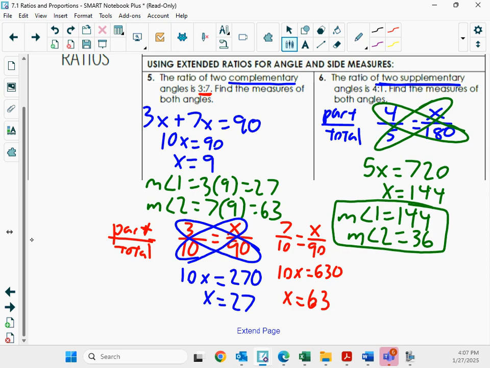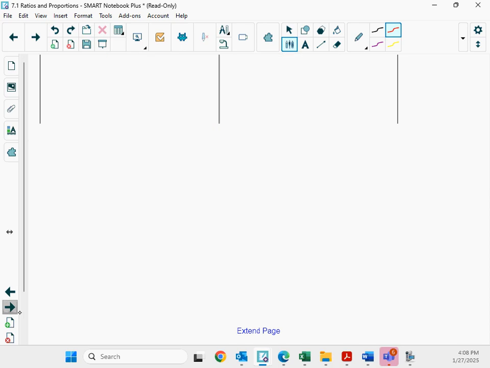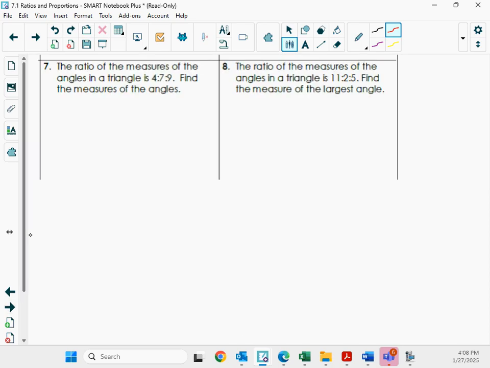Now the other way to solve it, if you so choose, would have been 4x plus x equals 180, which means 5x equals 180, so x is 36, and our two angles are x and 4 times x. So either way you choose to solve it is fine. I'm not going to tell you which way. But again, I think the ratio way is going to help us, especially further down the line. You'll see in the second half of the lesson.